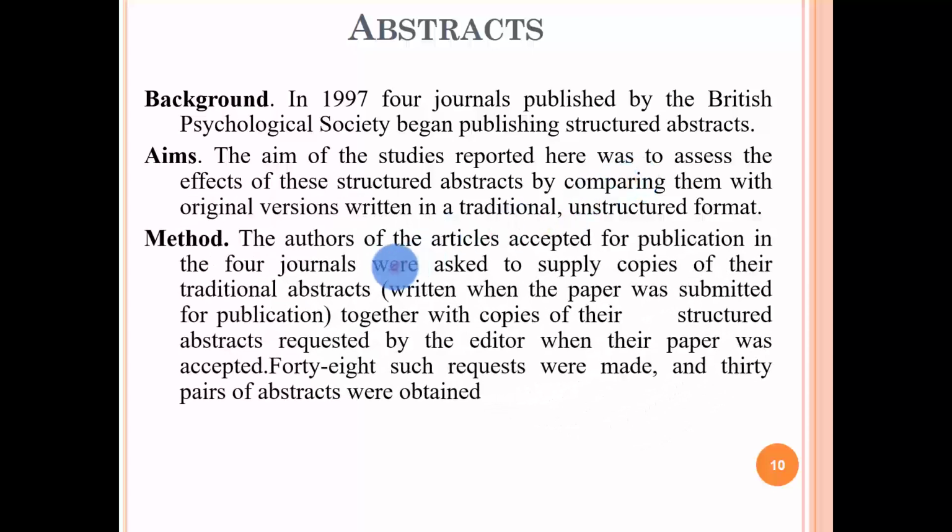Of course, I don't want to go through this detailed example, but then the method: what method the authors have adopted to run the research or do the experiment. So these are the first three things: background, aims, methods. But remember, as we'll see in just a minute, that the abstract doesn't appear exactly like this.